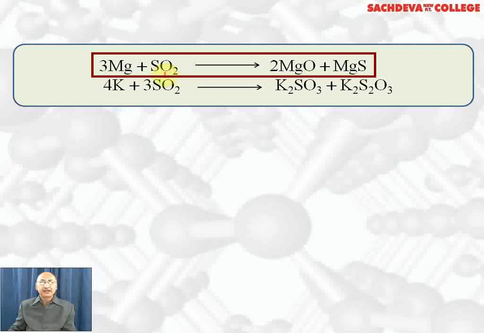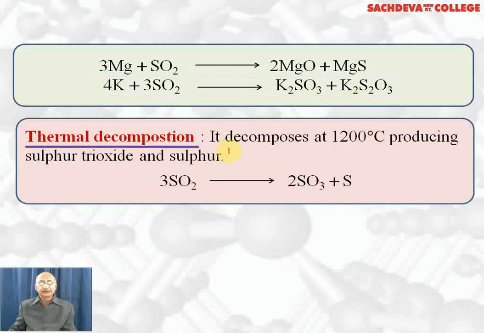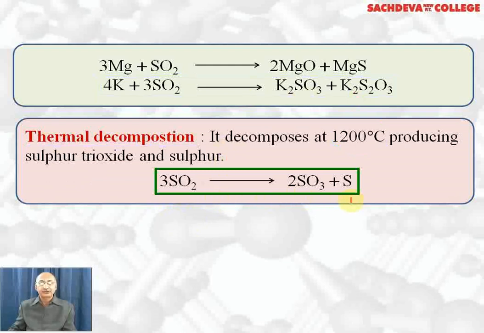The reason is that sulfur dioxide breaks into sulfur and oxygen, and we get magnesium oxide plus magnesium sulfide formed. That is, it keeps on burning. In the same manner, potassium reacts with sulfur dioxide to form potassium sulfite and potassium thiosulfate. Thermal decomposition: at 1200 degrees centigrade, sulfur dioxide decomposes to sulfur and sulfur trioxide is formed.